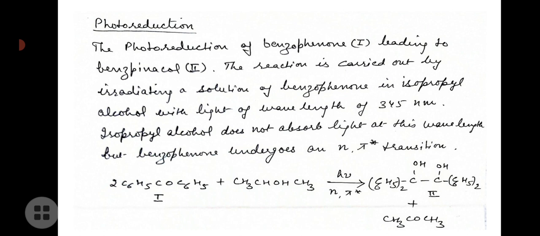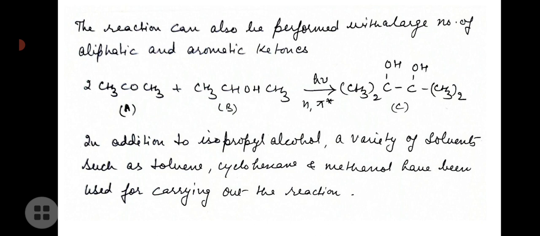Here you can see the first equation visible on the screen: benzophenone, (C6H5)2CO, reacts with isopropyl alcohol in the presence of light, and benzpinacol, the second compound, is formed. This reaction can also be performed with a large number of aromatic ketones and aliphatic ketones.